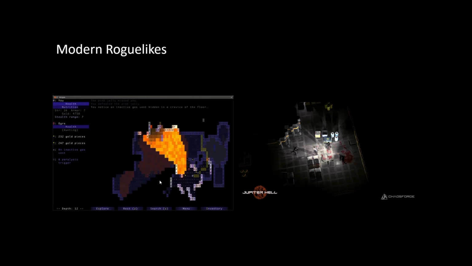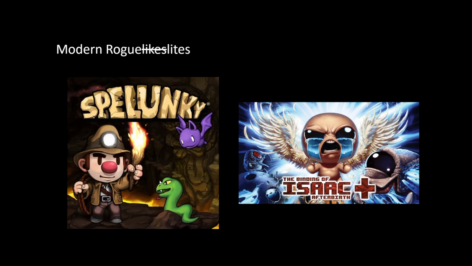So much so that you do get modern indie games, particularly, that want to use the roguelike, but branch it out a bit. Like, what if I had a roguelike, but I wanted to make it play more like a 2D platformer, or what if I wanted it to play more like a twin-stick shooter? This is where you get roguelites.